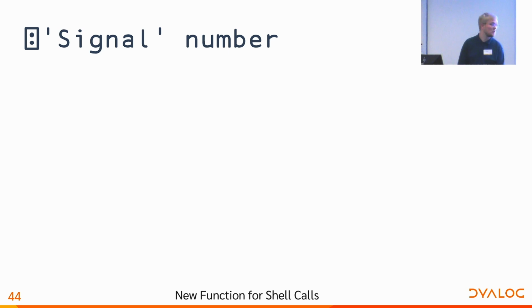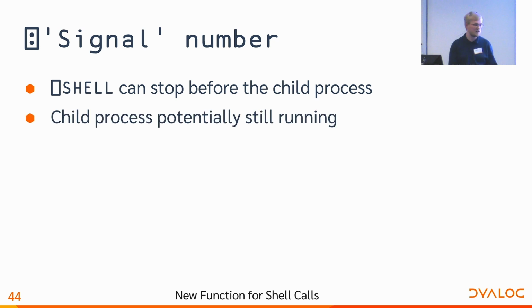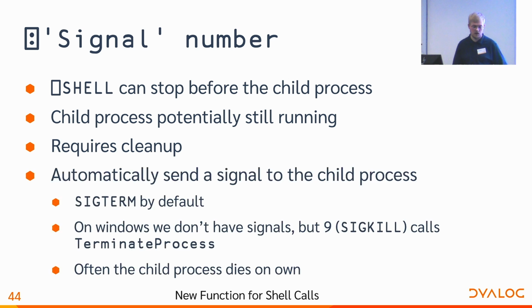And we have an option called signal that's really helped to do that. It's meant to help with the cleanup when Quad Shell stops before the child process. So it automatically sends any signal number to that child process that's running. And I think by default it's sigterm to ask it to terminate itself. On Windows we don't have signals, but we allow a special value 9, which is sigkill on the other platforms, that just runs terminate process. It doesn't allow it to do any cleanup, but it's still something you might want to do.